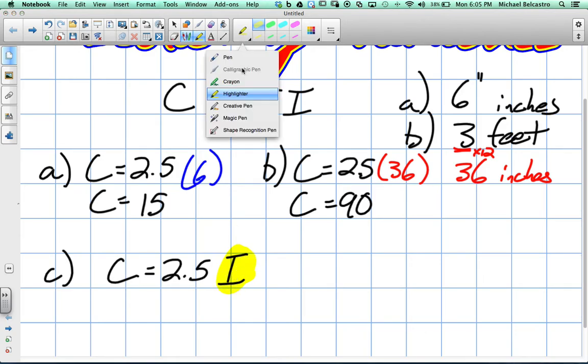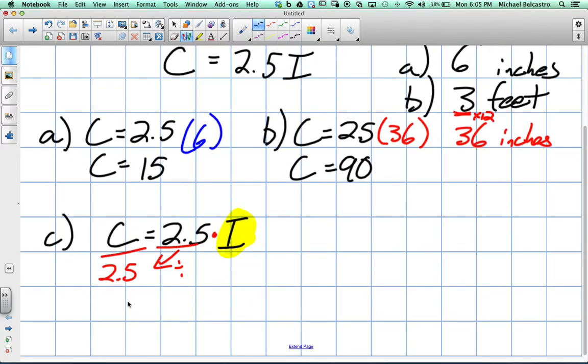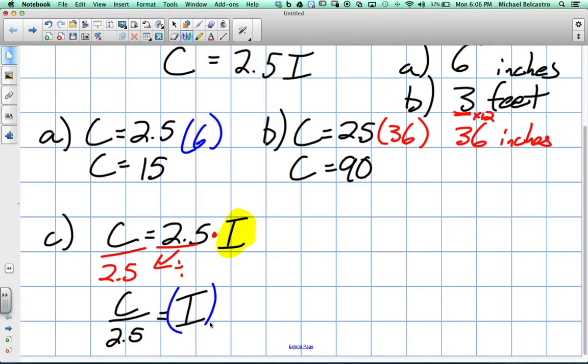Since this is multiplication, technically, we'll put a little dot there for multiplication, I need to get I by itself. So in order to move 2.5 to the other side, what operation would we use? This is multiplication on the right side. Division. Yeah, that's right. So if we bring it over, we need to divide. So we're going to divide by 2.5. And since we can't technically divide C by 2.5, it won't give us any values, we'll just leave it as C divided by 2.5 is equal to I.